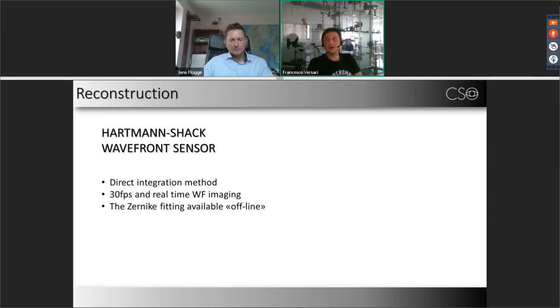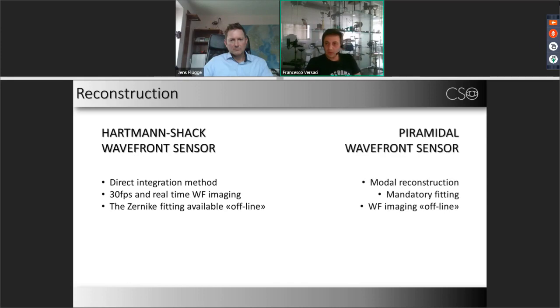Let's talk also about the way we calculate the wavefront in those two technologies. I just see that the titles are inverted with respect to the description. So what actually happens in the Hartmann-Shack is that we have to do a kind of model reconstruction. So we use a Zernike fitting or some kind of fitting, and we can achieve the wavefront image just offline.